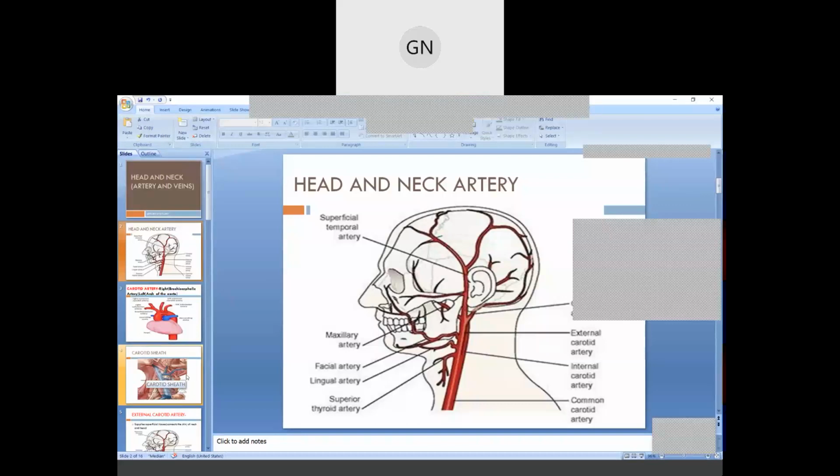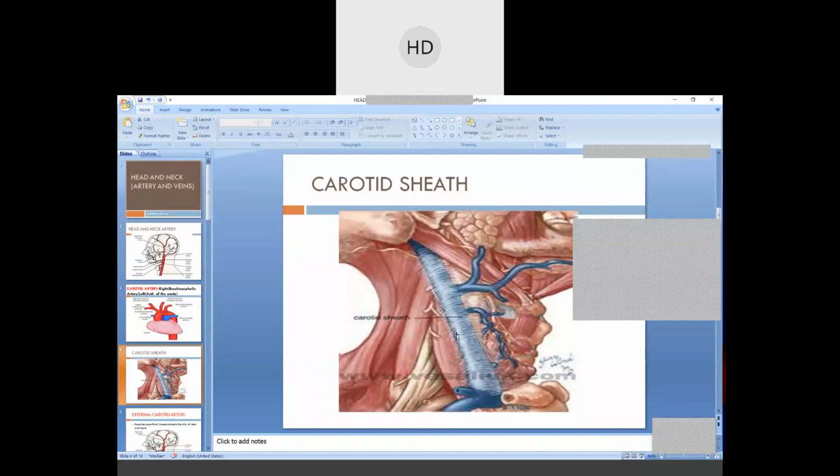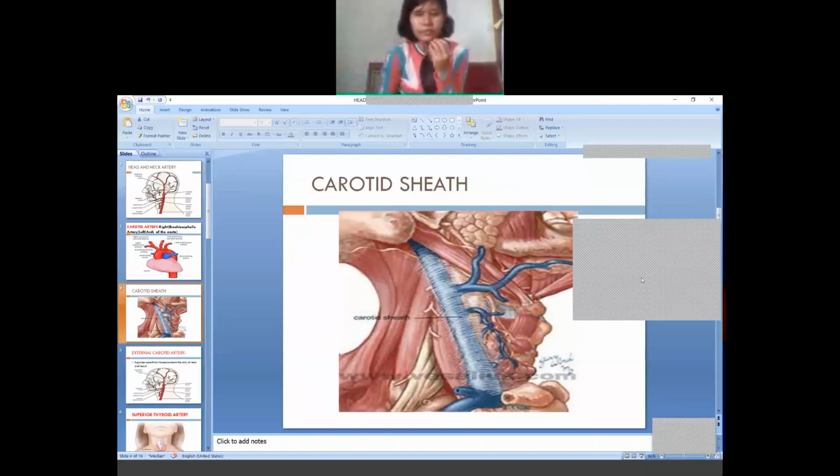Can you see this, Gem? Can you see it? Yes, ma'am. What is it? Say it. Cardiac sheath. Not cardiac, carotid. Carotid sheath. Okay, this is the carotid sheath which covers the right and the left common carotid artery. Understand? Yes, ma'am.